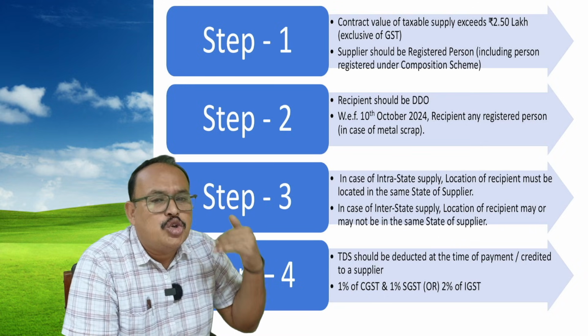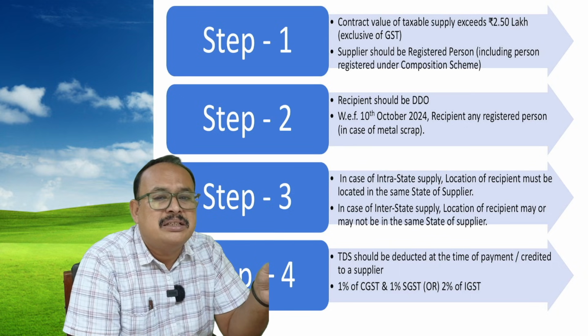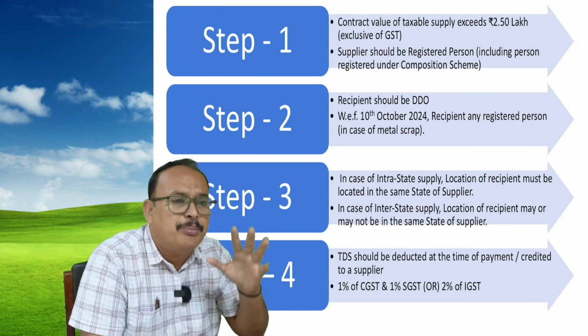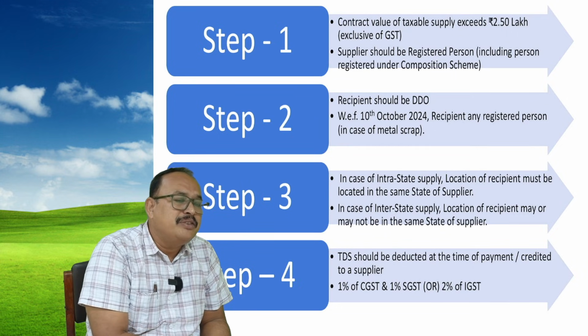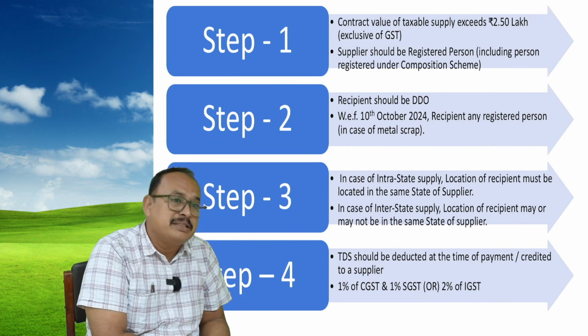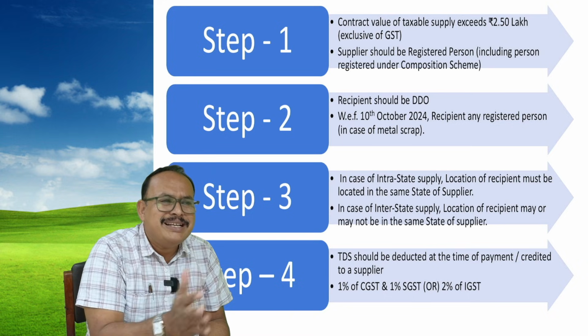Now from 10th October 2024 onwards, the recipient can be any registered person in case of metal scrap. Metal scrap is also applicable now. Step 2, two points. What are they? Recipient should be a DDO. Who is a DDO?